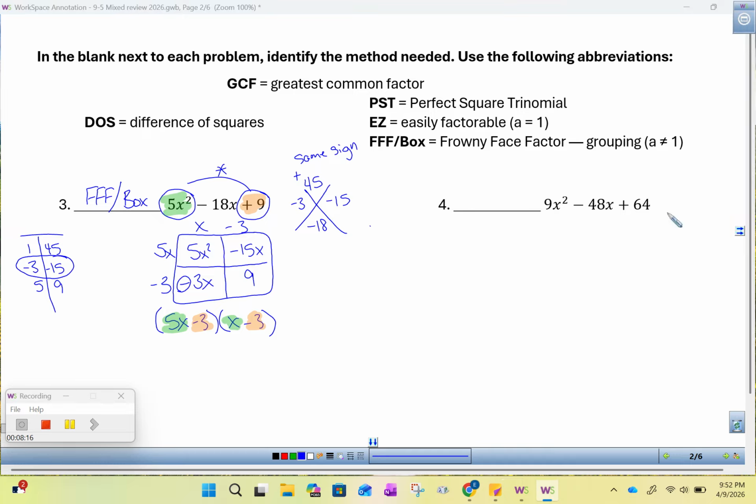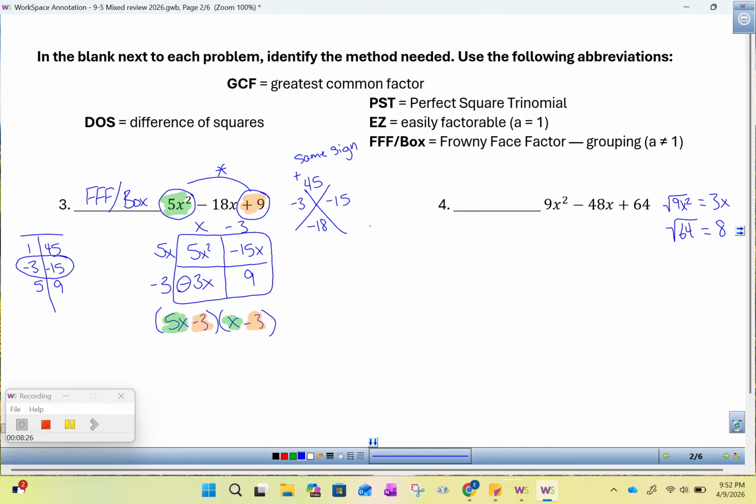Over to the side somewhere, we're going to do square root of 9x squared. That's 3x. Square root of 64 gives me 8. And when I multiply these together and then double it, I should get 48. Okay, so when I take 3 times 8, that's 24. 24 times 2 is 48. You do have to check that middle term. You had a homework assignment the other day that looked like it might be a perfect square trinomial, but it ended up being prime because that middle term didn't match. Okay, so be careful on that.